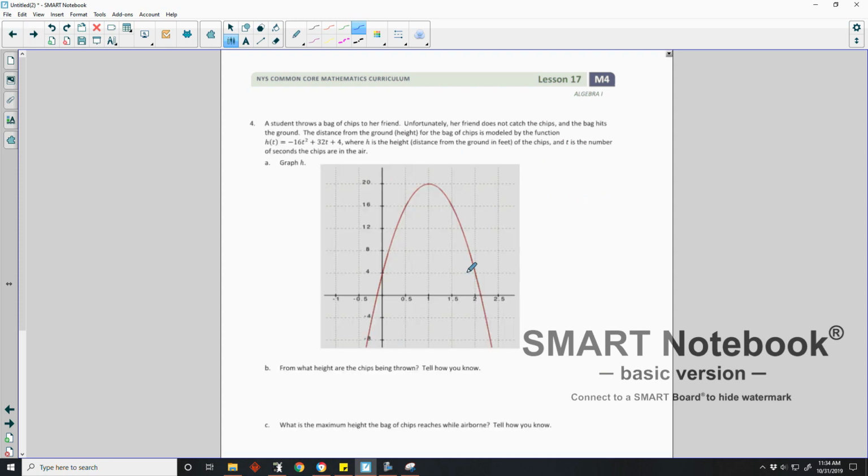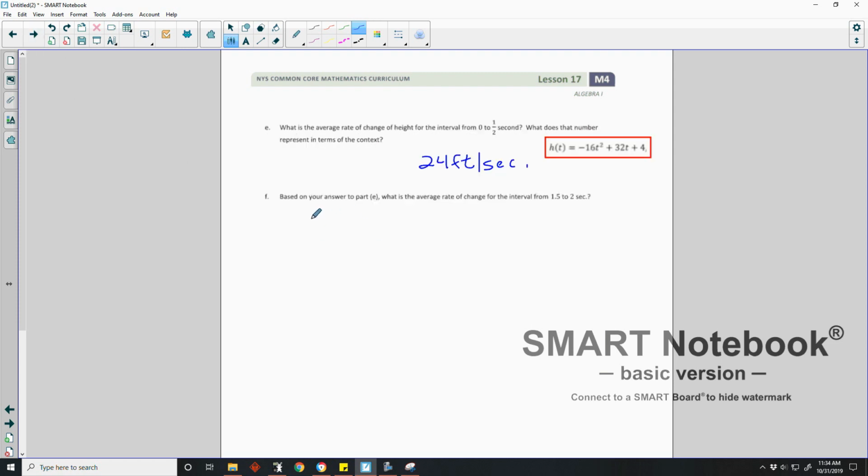So if I do go back to the graph, I brought that in. So we just did 0 to 1/2. So the rate of change from here up to here was 24 feet per second. Now they're saying, what would it be from 1.5 down to 2 seconds? So this one is going this way, and this one is going this way. Same distance, mirror image, so guess what the answer is? Well, the answer would be negative 24 feet per second, meaning it's dropping 24 feet per second.